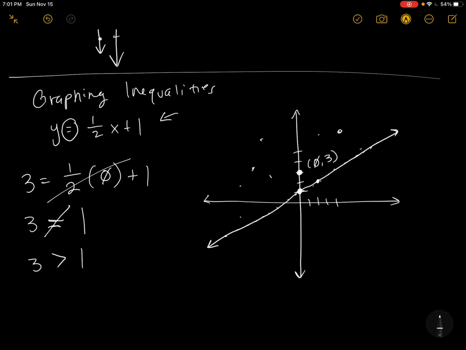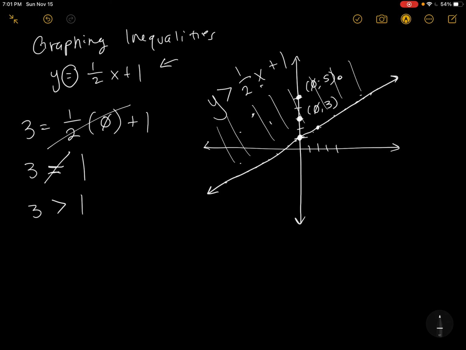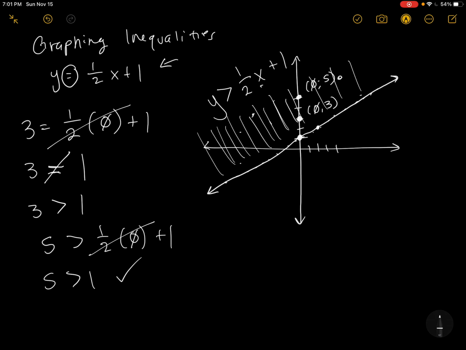Therefore, any point that lies above the line, this shaded area up here, means that the left side, the y side, is going to be greater than the x side of the equation. So we can pick another point and test that out. This is above, right? Let's test it. Is 5 greater than 1/2 times 0 plus 1? Is 5 greater than 1? Yes, it is. It checks out. So that means any point that falls in the shaded area should fulfill this inequality, y is greater than 1/2 x plus 1.